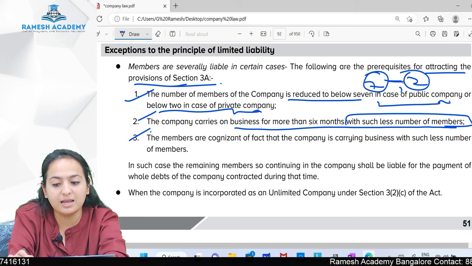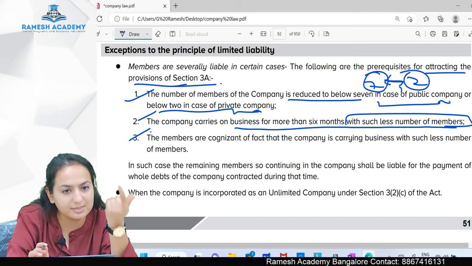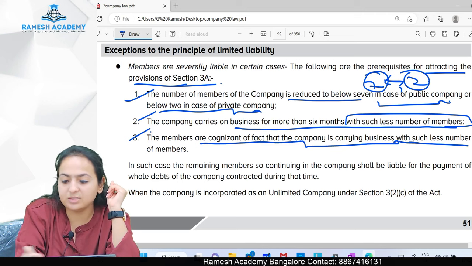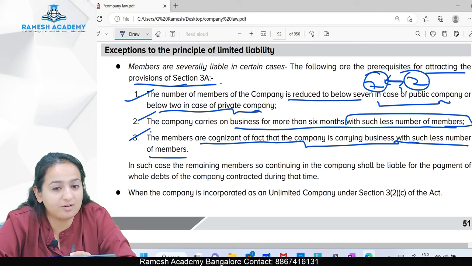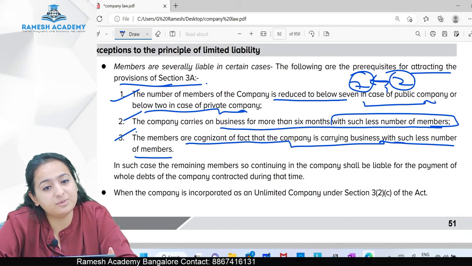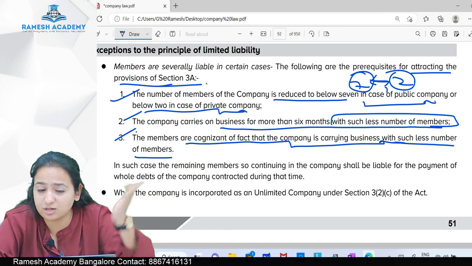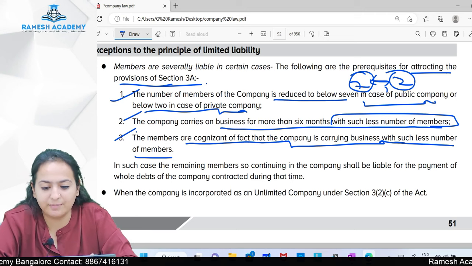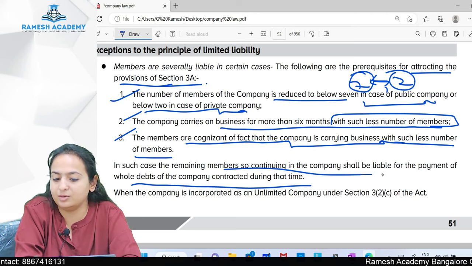Suppose with less than these numbers, the company has carried on the business for more than 6 months, and the members are cognizant of the fact that the company is carrying on the business with such a lesser number of members. See, now they should be personally liable. Why? Because if, being a member, you are not aware that your company has been running business for more than 6 months, that too with fewer members than the statutory limit, then you should be personally liable. In such case, the remaining members so continuing in the company shall be liable for the payment of the debts of the company contracted during that time.